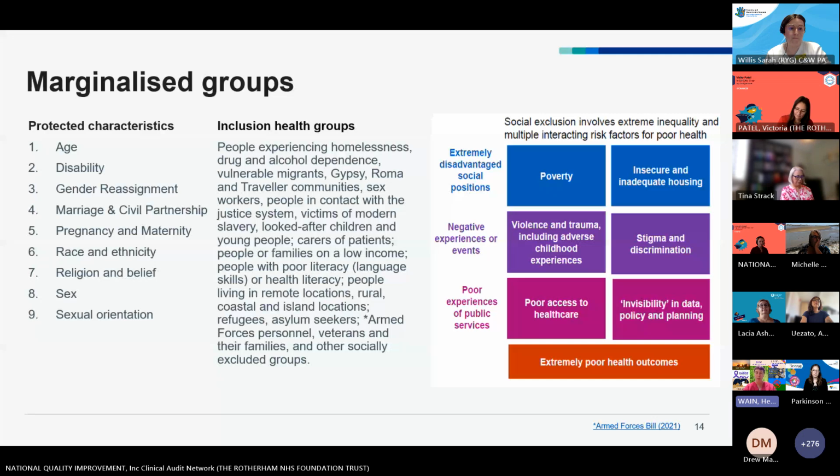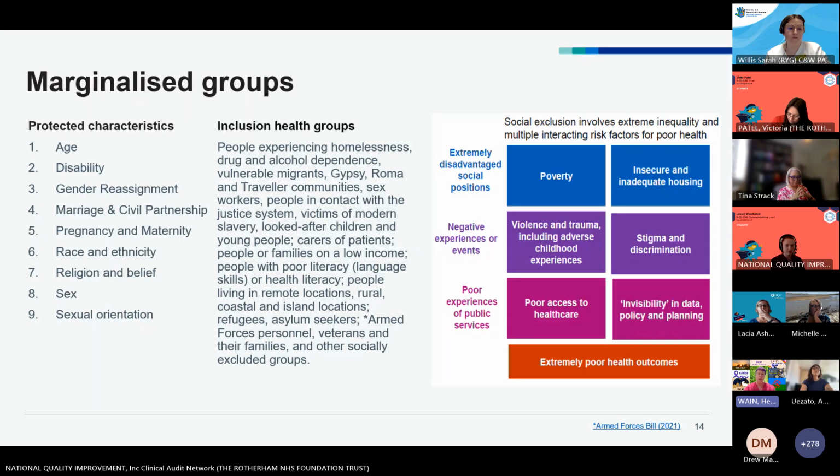Now, I'm not going to go through every part of this slide, but it's just to emphasise that inequalities affect many people, especially those with protected characteristics, of which there are 9, and those defined as, for example, part of inclusion health groups. So here is a very non-exhaustive list of those marginalised communities of people who suffer from social exclusion via, for example, poverty and insecurity. They are people who may be more likely to have experienced negative effects such as violence or discrimination, and those who have poor access or experience of healthcare and other public services, ultimately for them leading to poor health outcomes. Next slide, please.